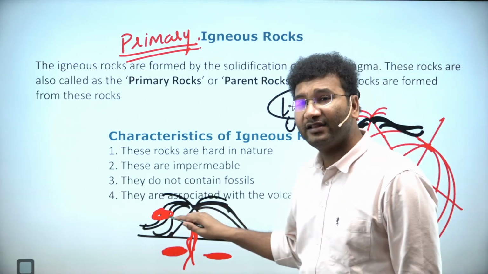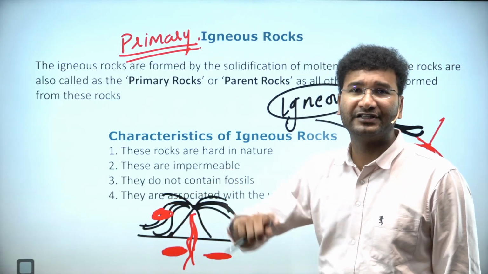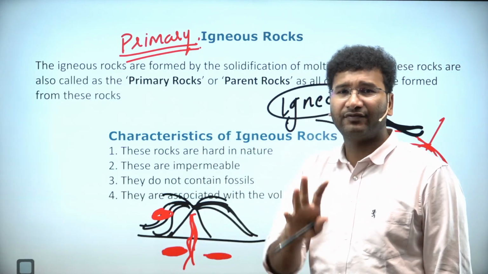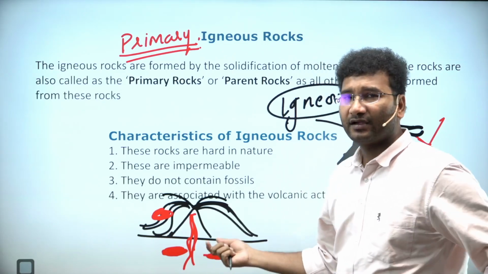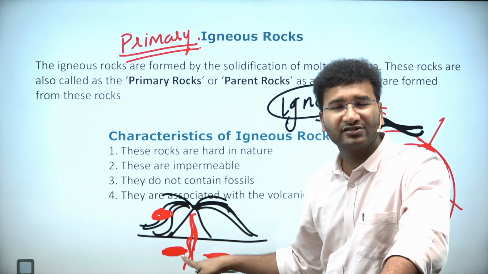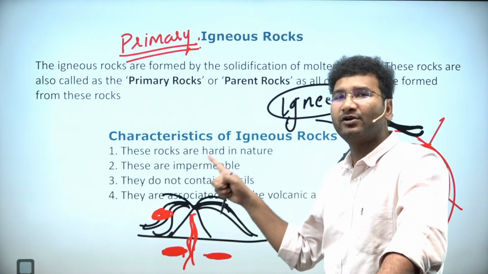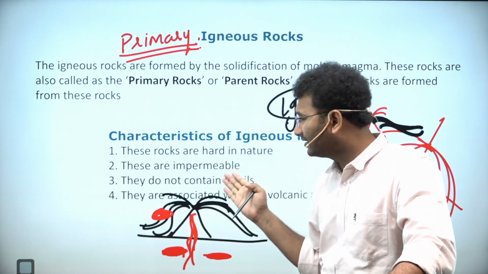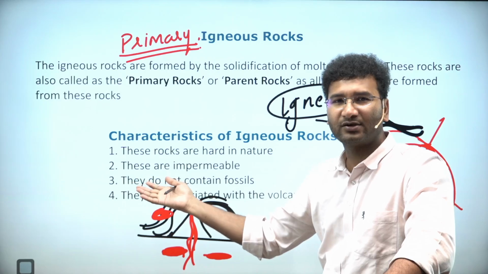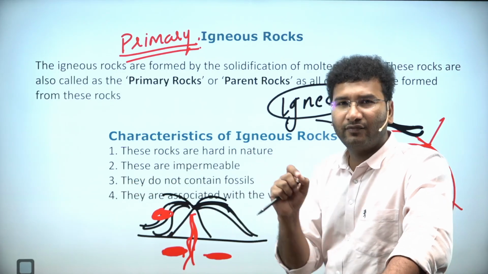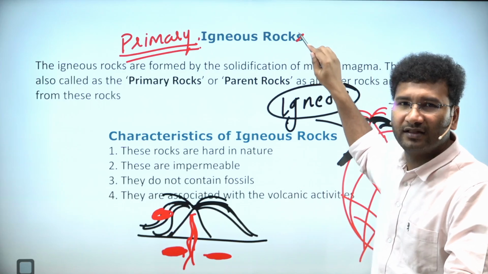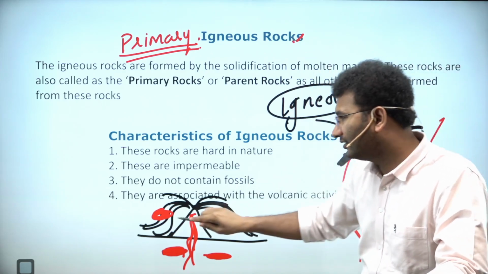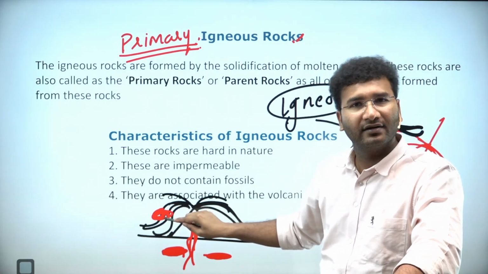So those materials, or that magma which turned into lava, see, the fundamental difference between magma and lava is, when the volcanic material is inside the earth, it is called magma. When it comes onto the surface and is flowing on the surface, that is called lava. So from where did the igneous rocks form? The igneous rocks are formed from the lava, right?